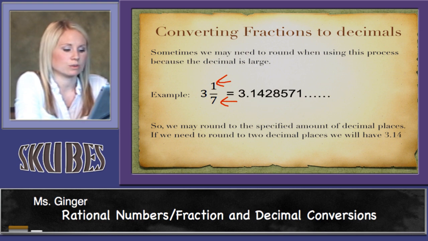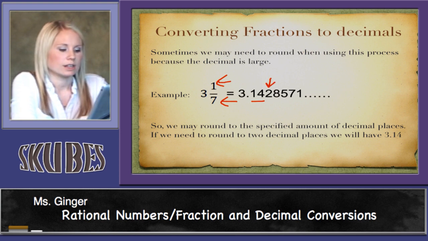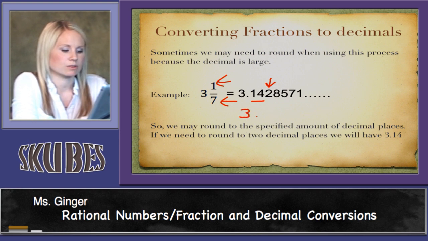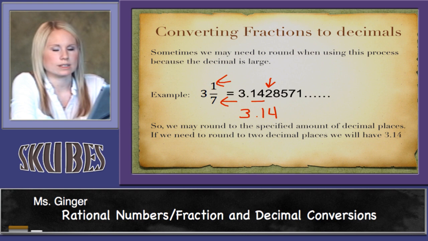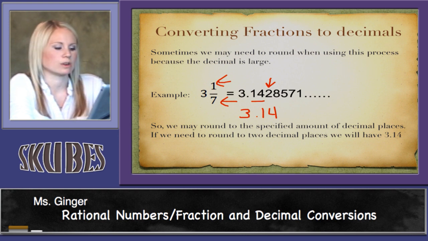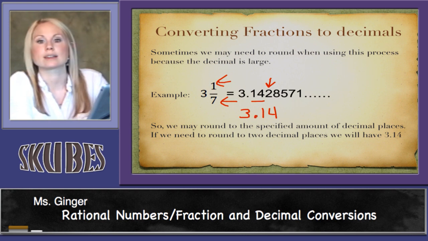If we wanted to go out to the hundredths spot, what we would do is look at that next digit. It's a 2, it's less than 5, so we're going to keep that 4 the same. So I could round this off to 3.14. You could round it to any of these digits, but this is just showing you an example of taking it out to the second spot.